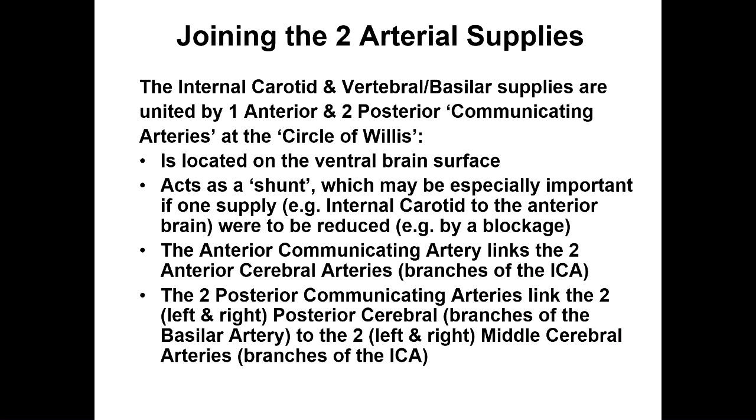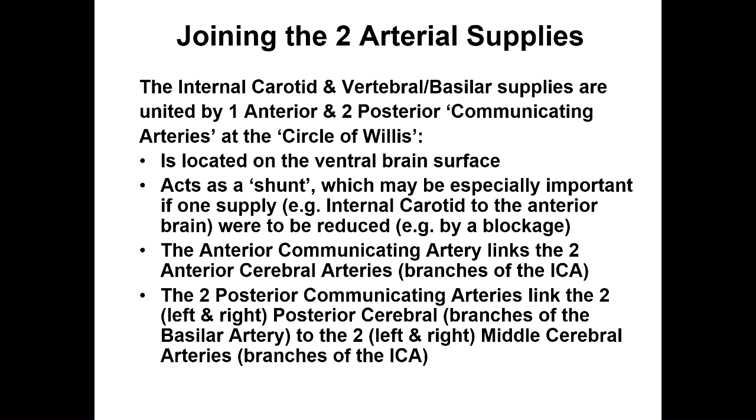Now, those two arterial supplies, the internal carotid and vertebral basilar, are actually joined together by three communicating arteries. One is called the anterior, and then there are two posterior communicating arteries. So they're not completely separate. They're joined, and those form a circle of arteries that you find at the very base of your brain, which is known as the circle of Willis. And the general idea behind this is that these communicating arteries operate to form a kind of shunt.